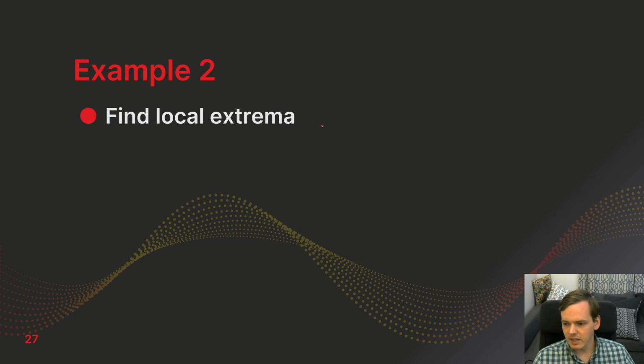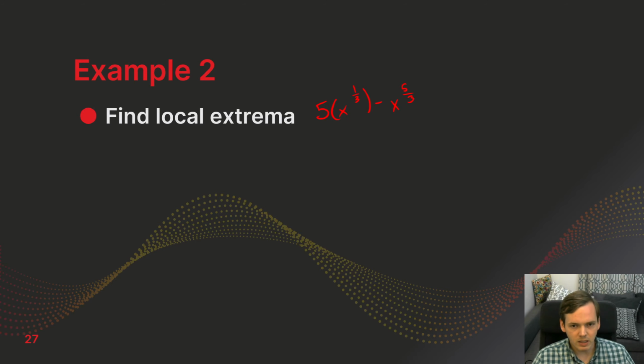We'll do a second example here. Locate the local extrema for 5 times x to the 1/3 minus x to the 5/3. So the first thing we'll need to do is find the derivatives here. And you can do that using the power rule like we've seen before.